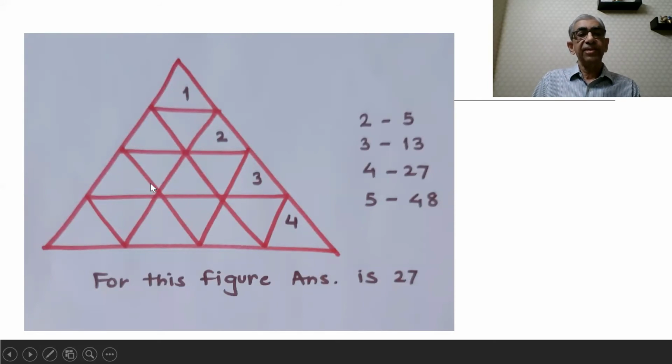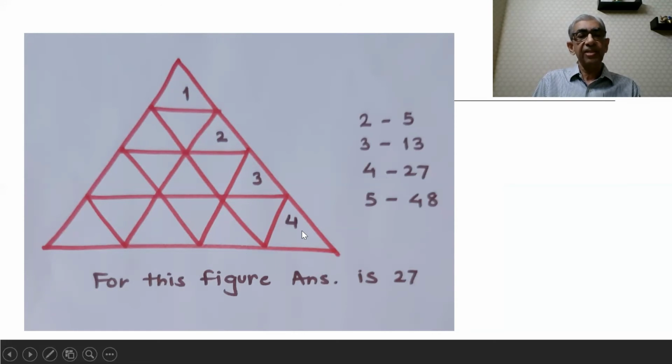Now let us find the number of triangles in this figure. So I'll put the numbering 1, 2, 3, and 4. If the number is 1, the triangle is 1 only. If the number is 2, that means this figure is this much. My number of triangles will be 5. If the number is 3, that means my triangle is this much. My number of triangles will be 13. And in this figure, where the number is 4, my number of triangles will be 27. If this was 5 also, my number of triangles would have been 48.